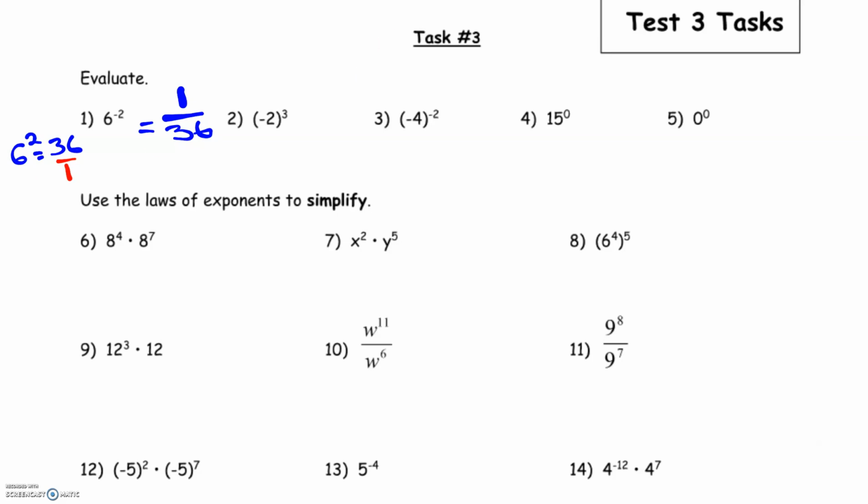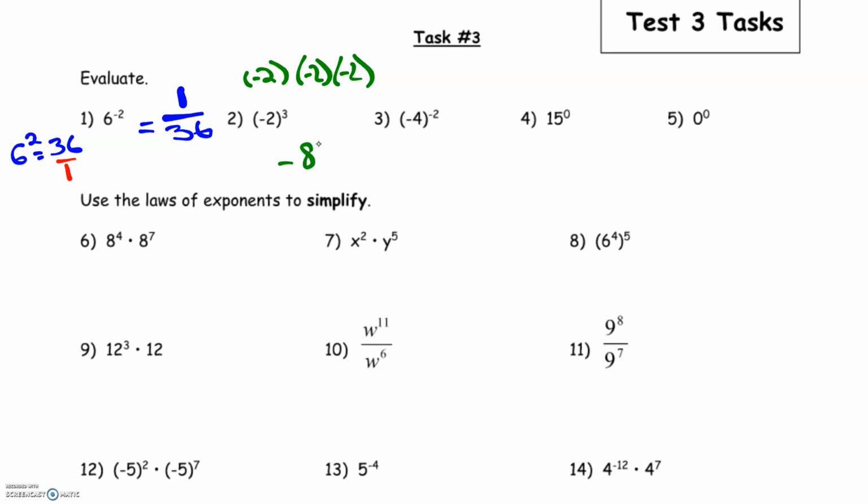Alright, on to question number 2. So in this question, we basically have negative 2 times negative 2 times negative 2. Alright, and it's negative 2 raised to the third power. This deals with a negative base. If a negative base is raised to an even power, it's positive, but when raised to an odd power, like this number 3, it's going to be a negative answer. Alright, 2 times 2 times 2 gives us 8. So our final answer is negative 8.